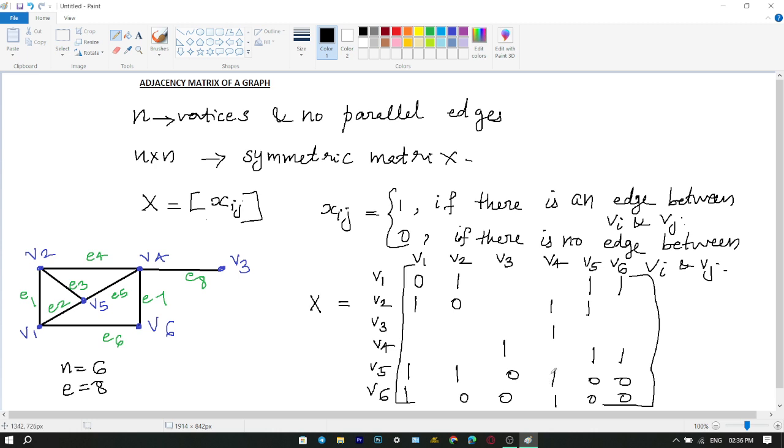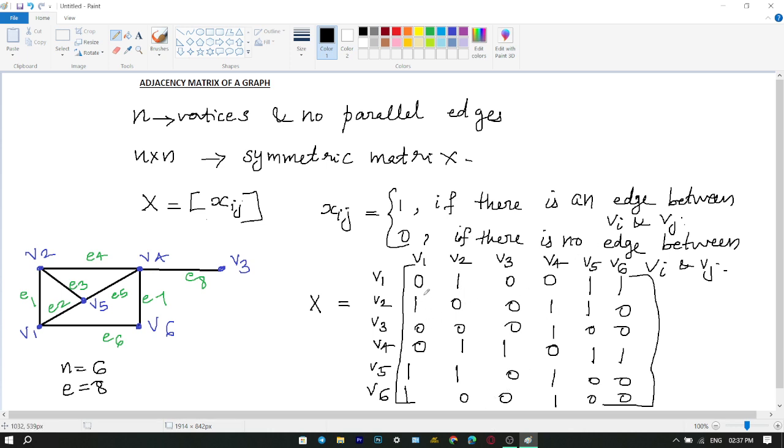Similarly, we can put zeros in the other vacant positions. Here we have 0, 0, and in the next we have 0, 0. Here also 0, 0, 0. Then here 0, 0. Then here we have a 0. Then V4 to V2 there is an edge, so here we have 1. Then V4 to V4 no, so 0. So this is our required adjacency matrix.